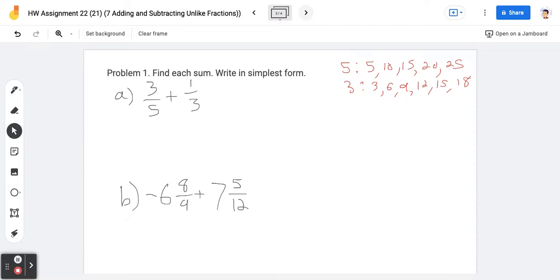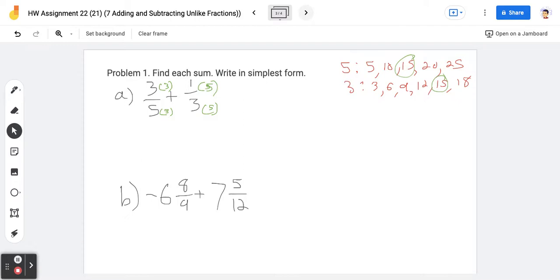After we write them out, let's identify the first value that they both have in common. As we stated in an earlier slide, it's 15. So the least common denominator of 5 and 3 is going to be 15. Now I ask myself, how can I turn my denominator of 5 into a 15? How could I turn my denominator of 3 into a 15? I'm going to multiply top and bottom of this first fraction by 3, and I'm going to multiply top and bottom of this fraction over here by 5.